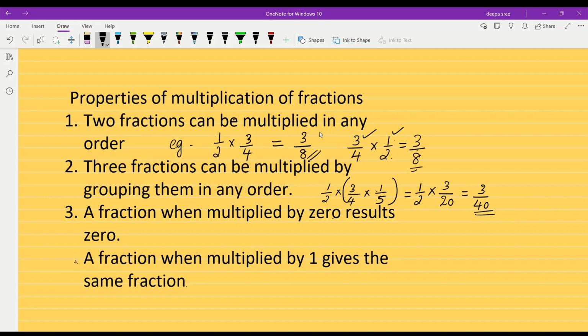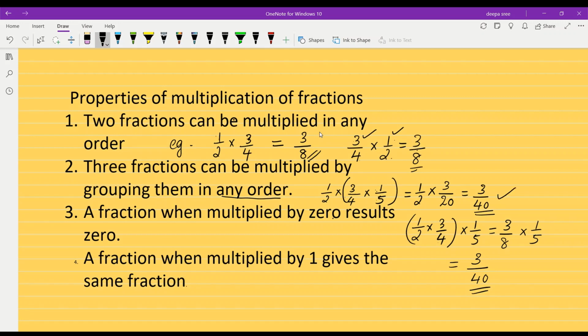Now that grouping I am changing. Three fractions can be multiplied by grouping them in any order. So the last two fractions I grouped here. Now in the next part I am going to group the first two fractions, 1 by 2 into 3 by 4. We have to group it. Then multiply by 1 by 5. So in the first bracket, if you multiply the numerators 1 and 3, you will get 3. 2 into 4, you will get 8, into the next fraction 1 by 5. Now these two fractions after multiplying, 3 into 1 the numerator 3, 8 into 5 the denominator 40.